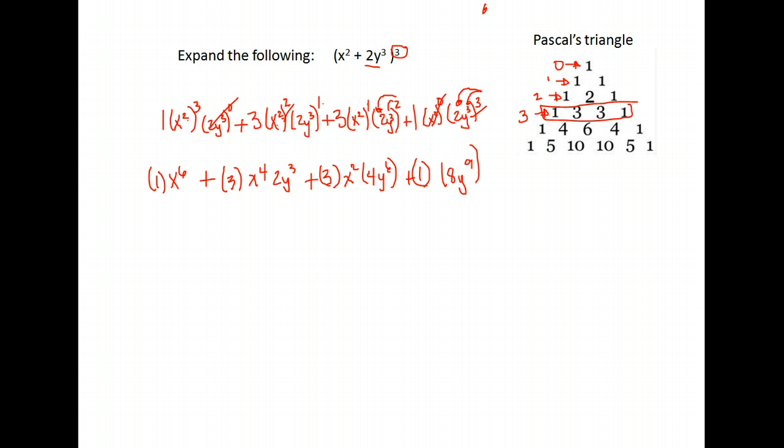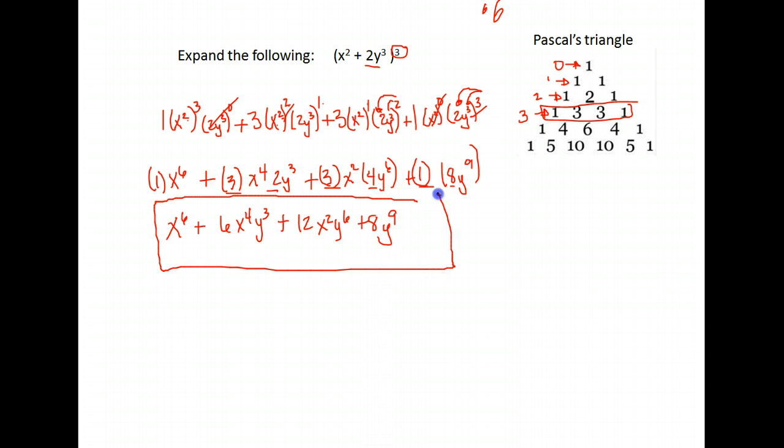Our last step here is to finish this out. 1 times x to the sixth is just x to the sixth. Here, multiply the numbers in front. 3 times 2 is 6, and then we add an x to the fourth and a y to the third. Here, 3 times 4 is 12, and then we had an x squared and a y to the sixth. And here, 1 times 8 is 8, and we had a y to the ninth. There is our full expansion. Okay. Notice it was plus in the middle, so all of our signs are positive rather than alternating.